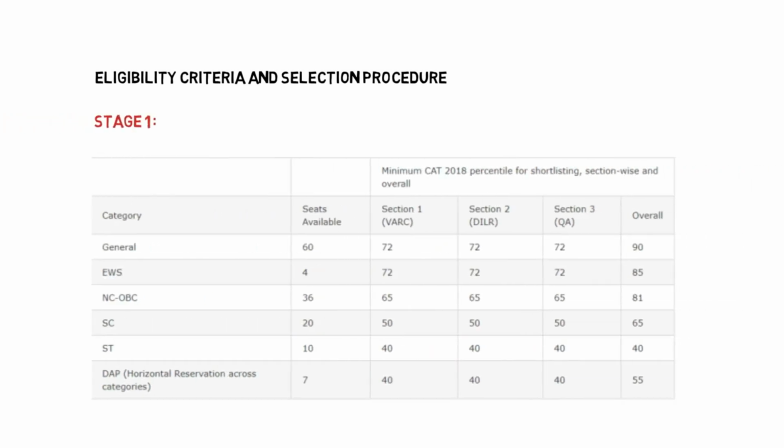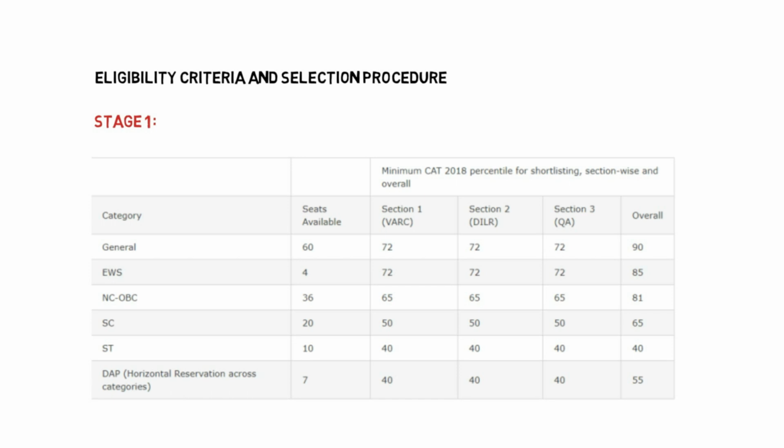Let's now talk about the eligibility and the selection procedure. The selection process is divided into 3 stages. Let's look at stage 1. In this table, we look at the minimum percentiles one has to bring in order to be eligible for stage 2. As can be seen, for a general category student, one has to bring a minimum of 72 percentile in VARC, LRDI and quantitative aptitude and an overall minimum percentile of 90 in order to be eligible for stage 2.